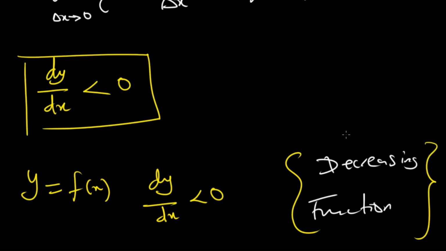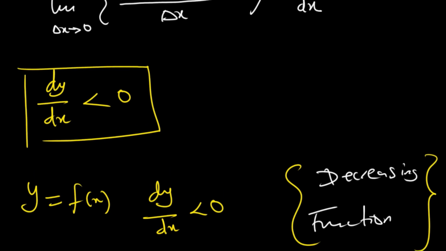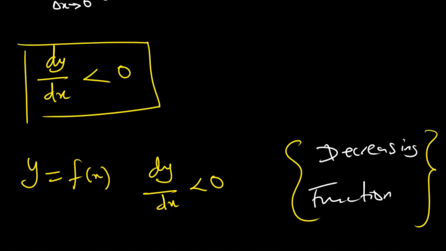So we have that whenever dy over dx is less than 0, the function is a decreasing function. Recall that for the case of an increasing function, dy over dx was greater than 0. So let's look at two examples to illustrate decreasing functions.